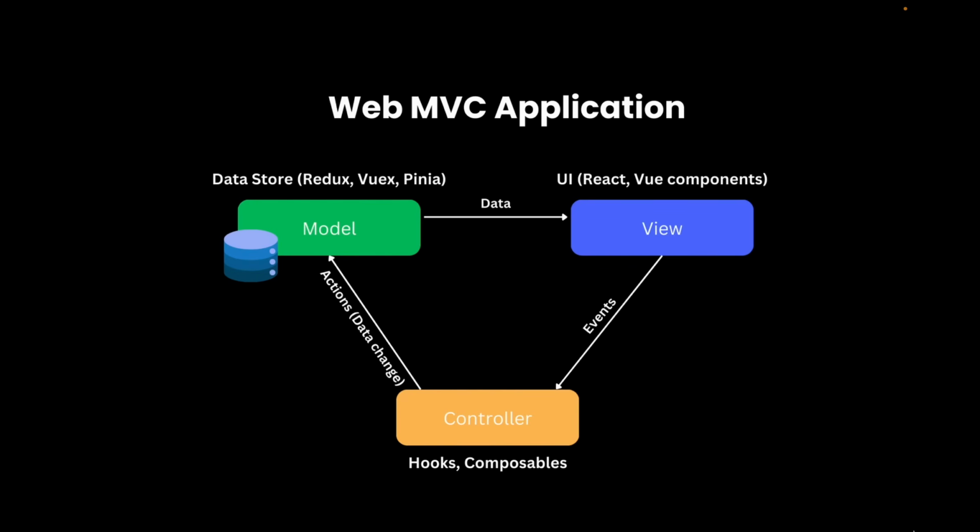A user clicks like on a post, the view captures the event and sends it to the controller. The controller updates the model, incrementing the like count in the database. The model sends the updated like count back to the view. The view updates the UI to show the new like count.